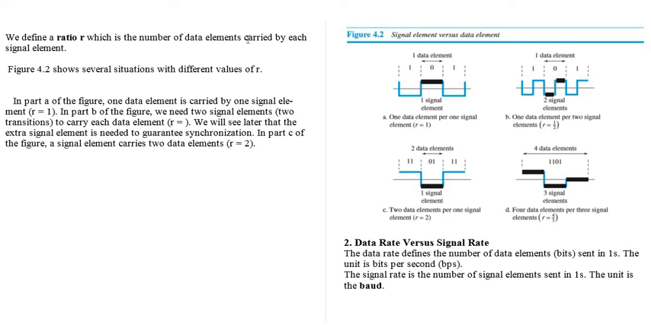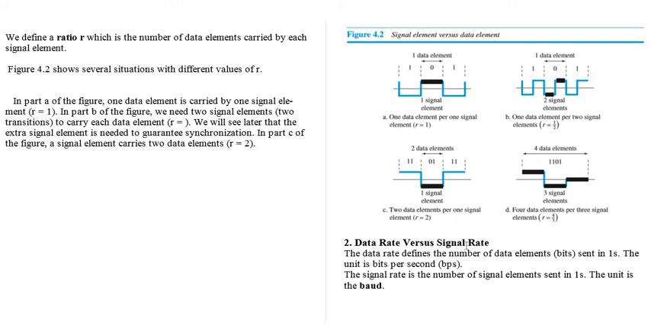Now let us discuss the second one, data rate versus signal rate. Firstly, whenever the term rate comes, one thing should automatically come to our mind: time. Based on time only we speak about rate. Data rate means the number of data elements that you can send per second.